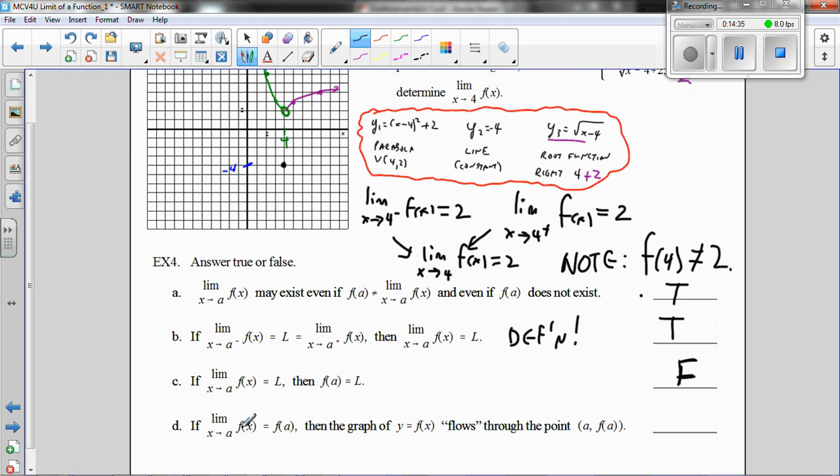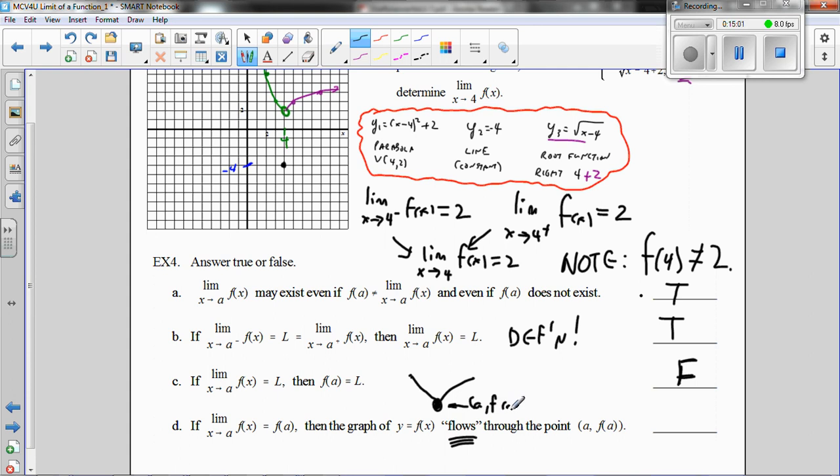Limit as x approaches a of f at x equals f at a. So that's the idea of, in this case, if it was filled in, the limit value is equal to the function value there, then the graph y equals f at x flows through the point. That's not a very mathematical term, but it flows through the point a, f at a.